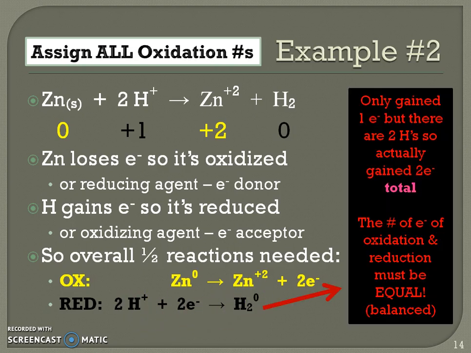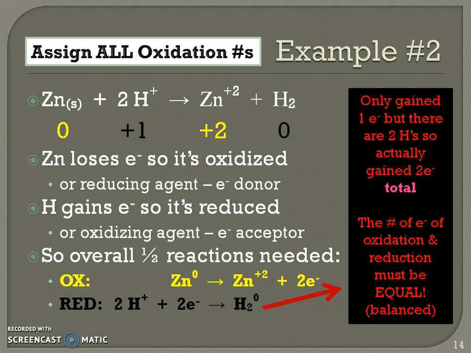I also wanted to explain this again: hydrogen technically only gains one electron at a time, but because there are two H's, it's actually gaining two total. We want to remember that the number of electrons in our half reactions are going to have to be equal. Very important when we get to balancing the reaction as a whole.